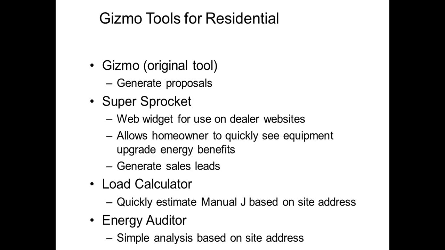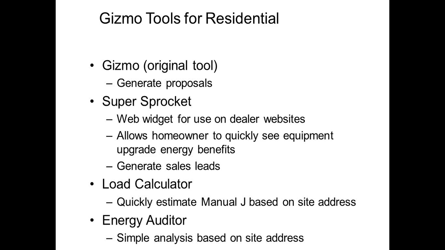Then there's the load calculator tool, and it's basically the same as that Super Sprocket, but it allows you as the dealer to make all the adjustments necessary to accurately calculate their loads. All the methodology of the calculations are based on Manual J calculations, but once again, it does begin with the homeowner's address, and we try to guess as much about the house as we can.